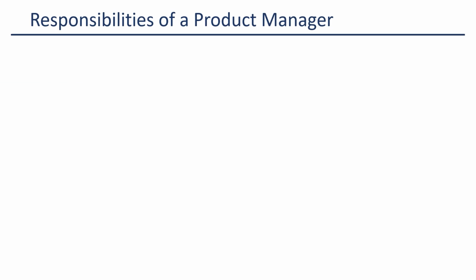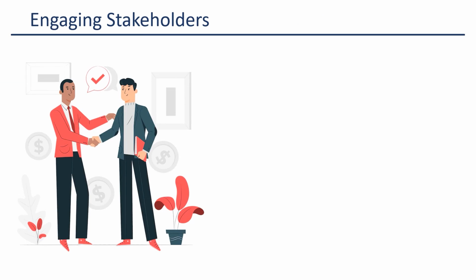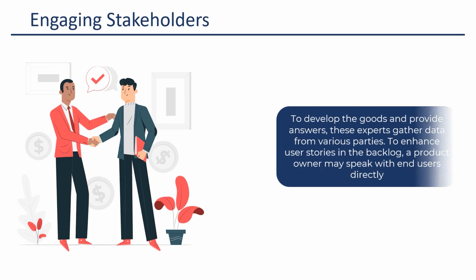Both product owners and managers are involved in the process of developing new products, but their responsibilities are distinct in terms of how they accomplish objectives and where they are located at various stages of the process. The very first responsibility of product owners is engaging stakeholders. Product owners often collaborate with internal stakeholders inside the business. They oversee important interactions with managers, their departments, and the board of directors. To develop the goods and provide answers, these experts gather data from various parties.